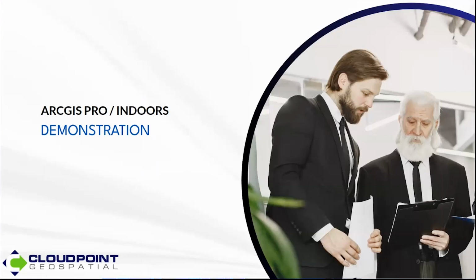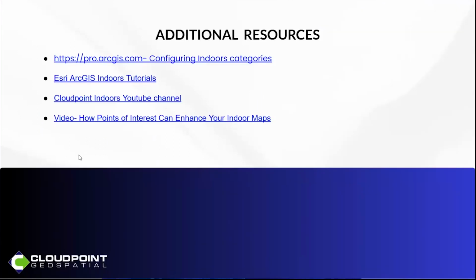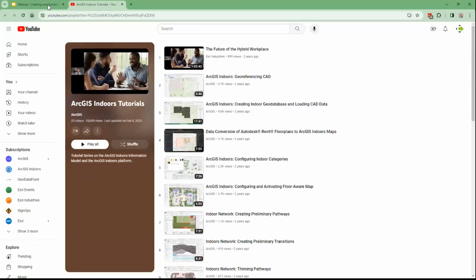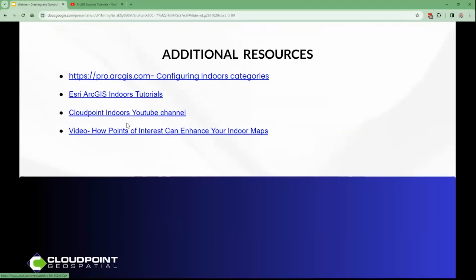All right, so that about wraps it up for us here. I just wanted to mention some additional resources that are available to you regarding the points of interest. ArcGIS.com, there's some help features there. Feel free to visit those. Configuring indoors categories, like I mentioned. Esri also has some ArcGIS tutorials that you can go to on the YouTube channel. You can check those out. There's some valuable indoors resources there.